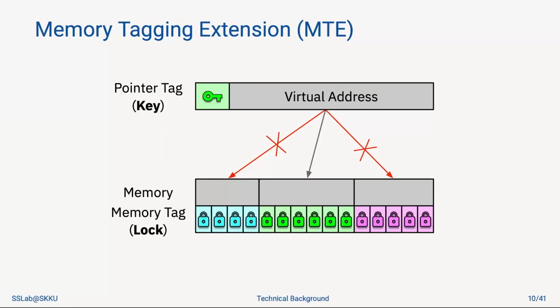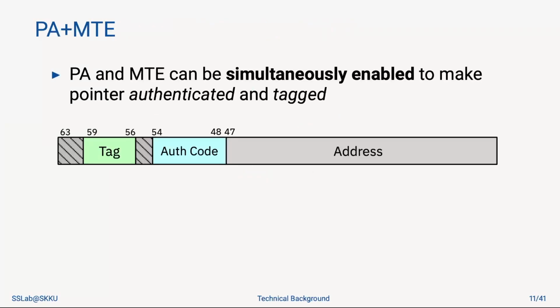Next, MTE, memory tagging extension. MTE implements tagged virtual addresses and memory. It uses a key and lock mechanism. Memory access is only allowed when the pointer tag matches the hidden memory tag for each 16 bytes of memory.